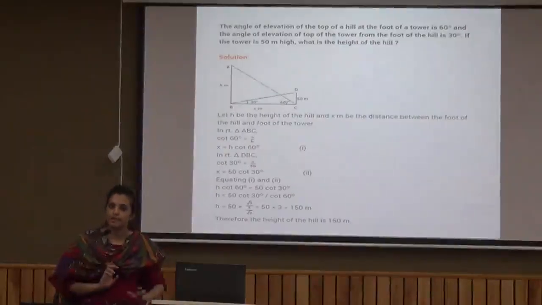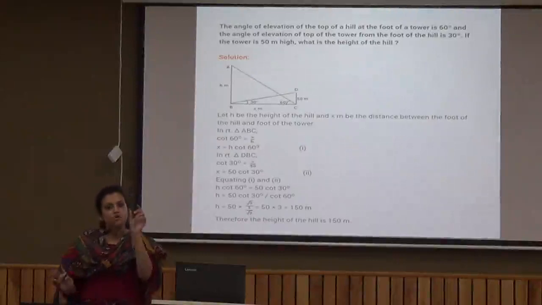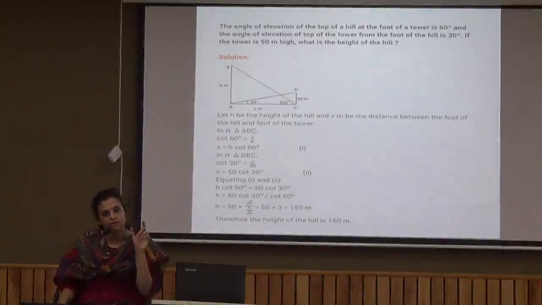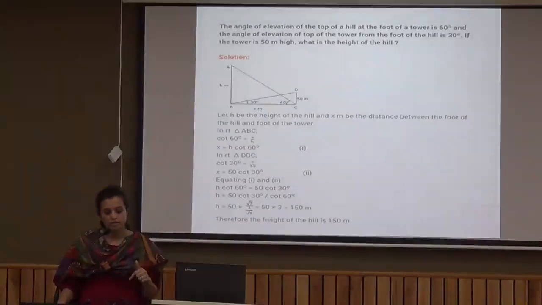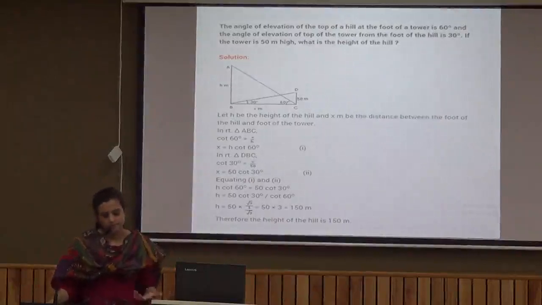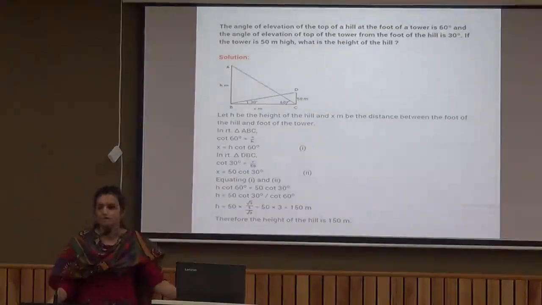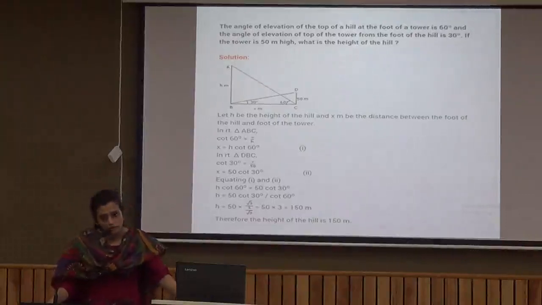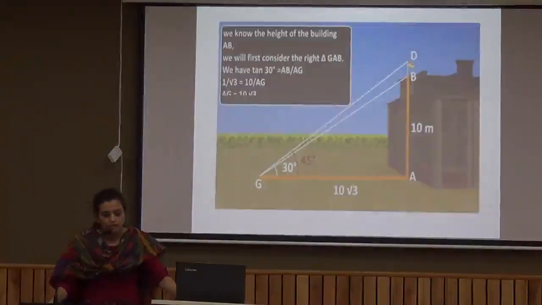Now, why are we finding the value of X here, children? X is the common term which is used in both the triangles. So, in right triangle ABC, you have cot 60 is going to be X upon H, and in triangle DBC, cot 30 is going to be X upon 50. So, in both the cases, if I put in the value of X and equate, I will get the value of H directly, which is 150 meter. It's just a matter of cross multiplication and a bit of calculation here and there, children. If you're clear with the concept, this concept of applications of trigonometry is going to be an extremely easy and interesting thing for you. Now we know the height of the building AB.